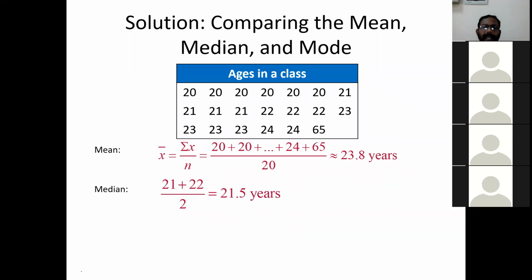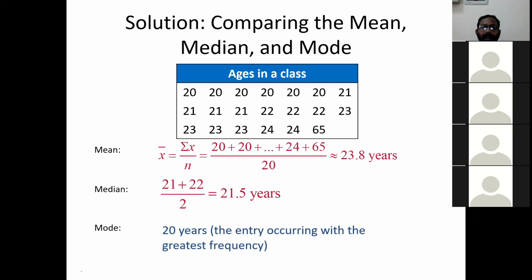The median is 20.5. Because it is already in ascending order, you can say 21.5 is the median. And the mode is 20, because 20 years is the one occurring with the highest frequency. So which is good, mean, median or mode? The mean is not good. Why? Because we already said an outlier is there.